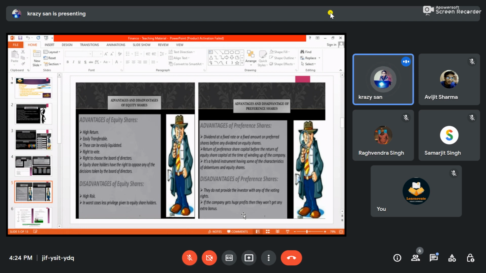Preference share capital is returned before equity share capital at the time of winding up of the company. It is a hybrid instrument having some of the characteristics of debentures and equity shares. Now, what are the disadvantages? They do not provide the investor with any voting rights. If the company gets a huge profit, they won't get any extra bonus.